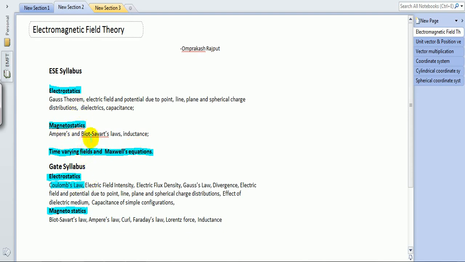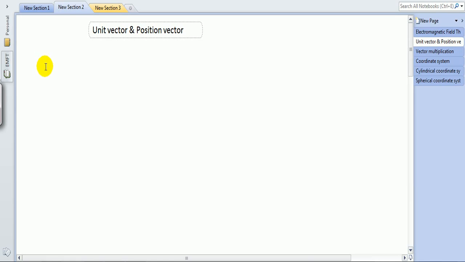Before starting the topics we will see some basics also which will be required for the topics we will study in electromagnetic field theory, like what is unit vector, what is position vector, and how to operate with these vectors. So vector multiplication, del operator, and we will study some basics about the coordinate systems and different coordinate systems also. So let us see few basics first. So first is unit vector.